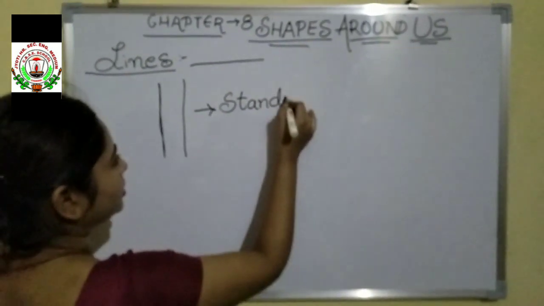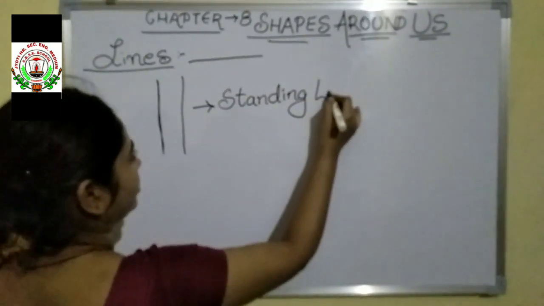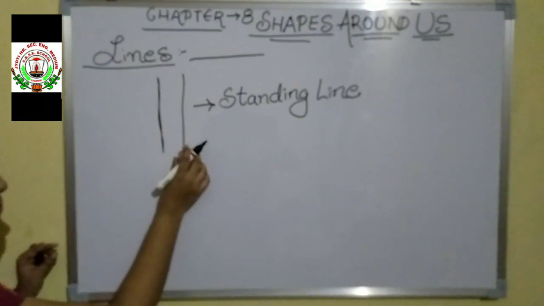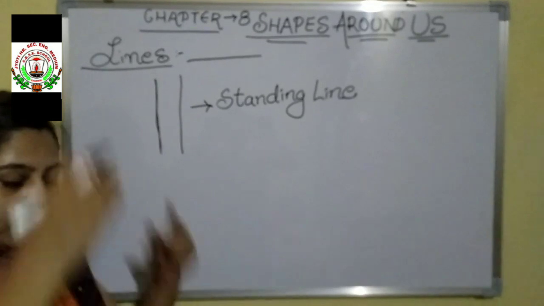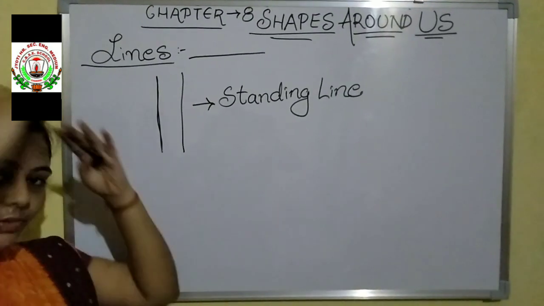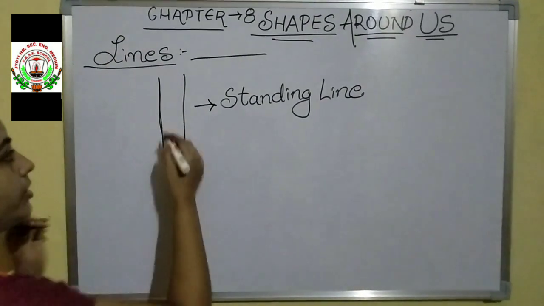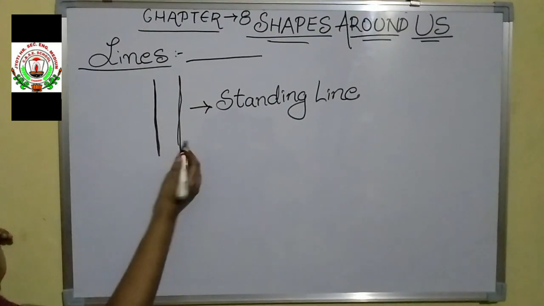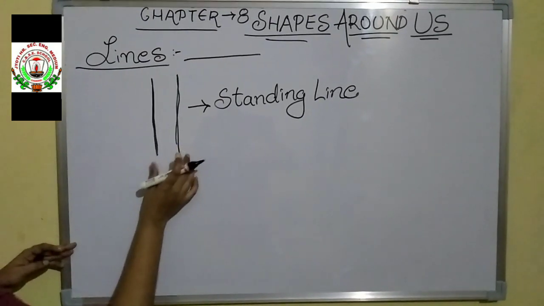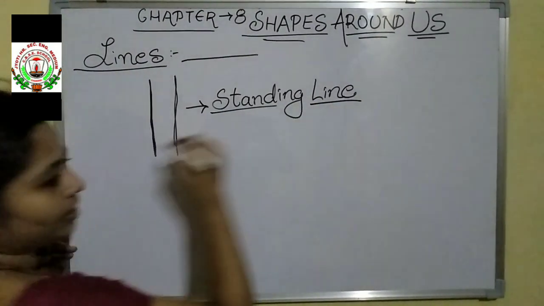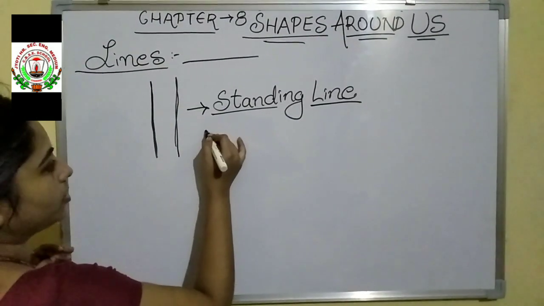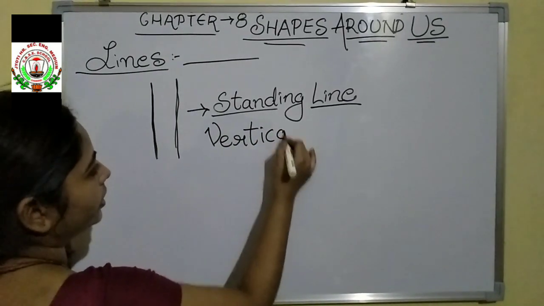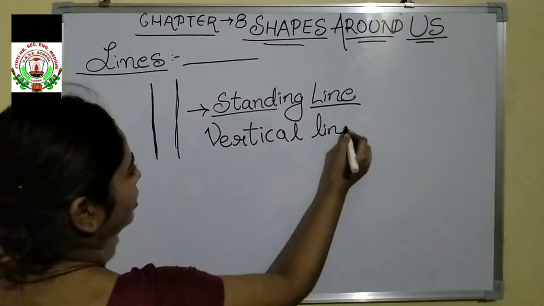What is it called? Standing line. Can you tell me children why it is called so? This line is in the standing position. As you see, I am standing, from top to bottom or bottom to top. In the same way, this line is called standing because this line seems to be in standing position. So this line is called standing line. And also it is called vertical line. Another name of this is vertical line.